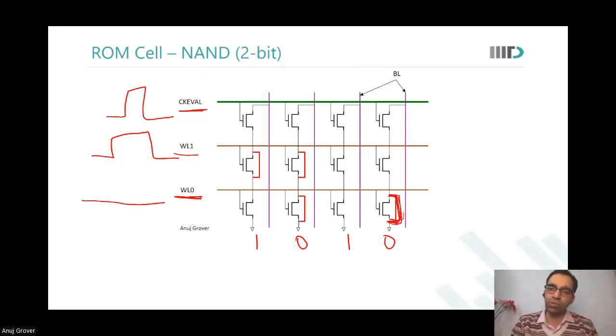He says, I want to store this particular code in the ROM. I would know where it is a 0, where it is a 1, and I will then appropriately put the connections there. So if I say that I am reading word line 1, I will keep word line 1 at 0. I will take word line 0 high, and then I will bring the clock in. So what do I read over here?